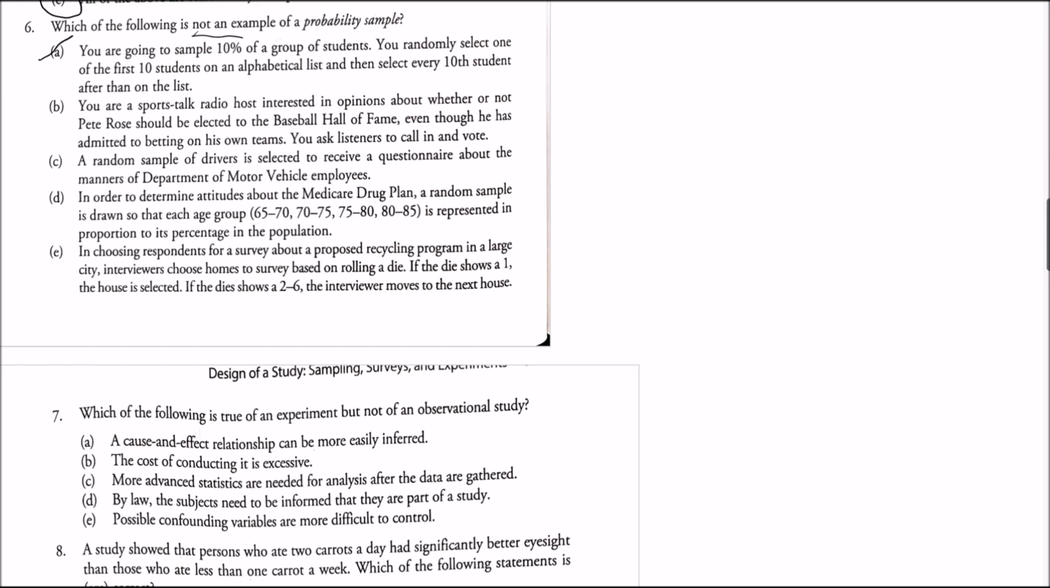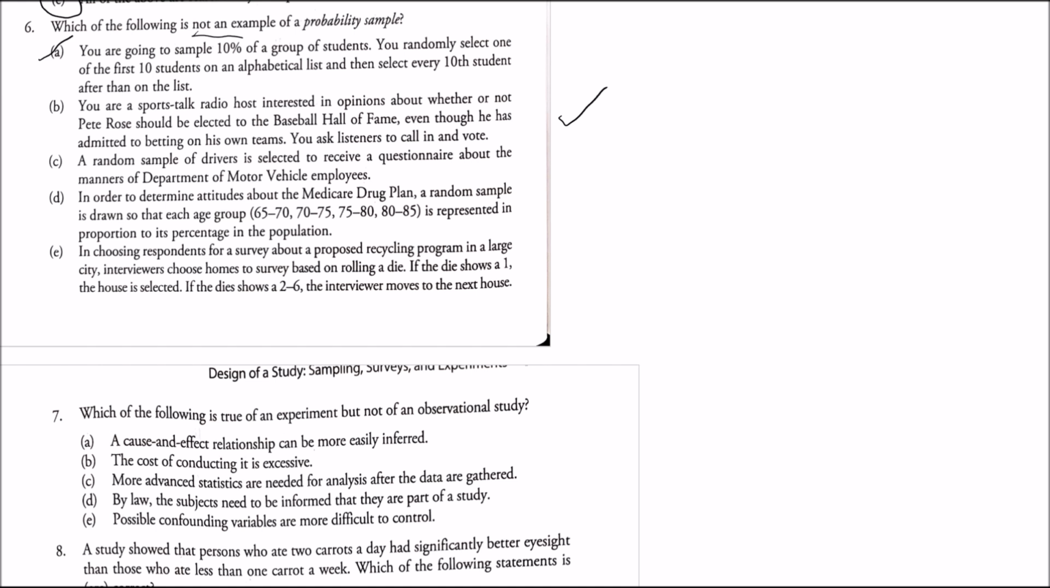You are a sports talk radio host interested in opinions about whether or not Pete Rose should be elected to the Baseball Hall of Fame, even though he has admitted to betting on his own teams. You ask listeners to call in and vote. So here you're asking for a poll, right? And you're asking listeners to call in. This is not a probability sample, all right? So it's got to be this one. This one looks good, but let's look at the other ones. This does not have a chance. It's not like you're doing this by chance. You're just asking people to volunteer.